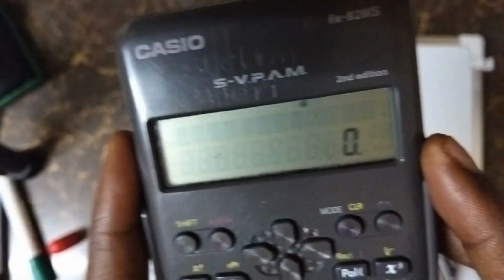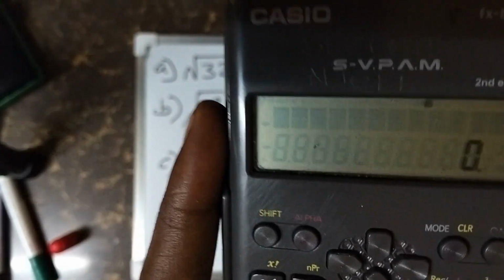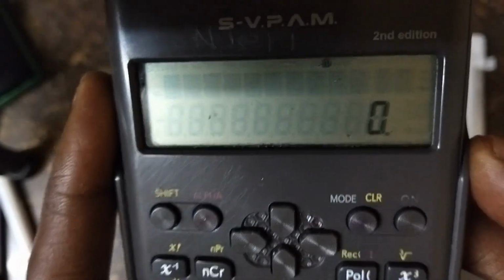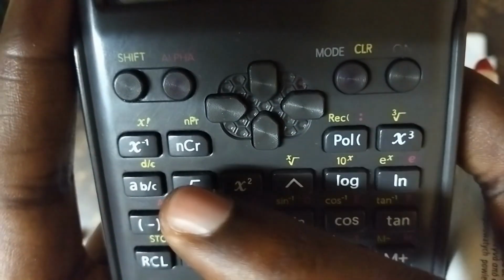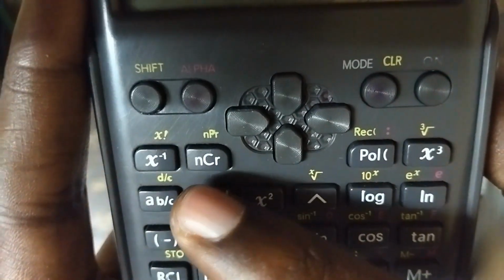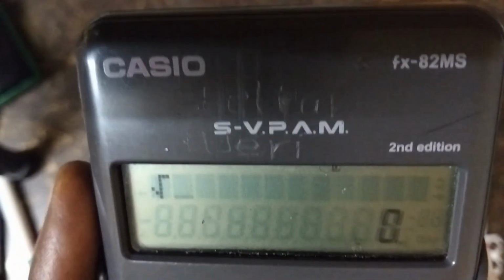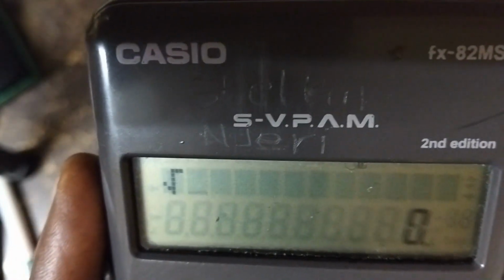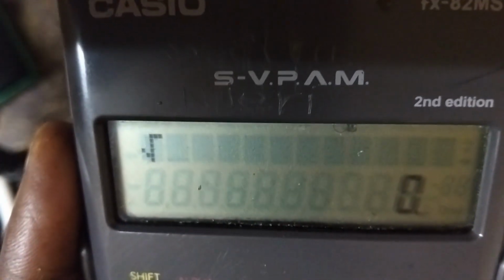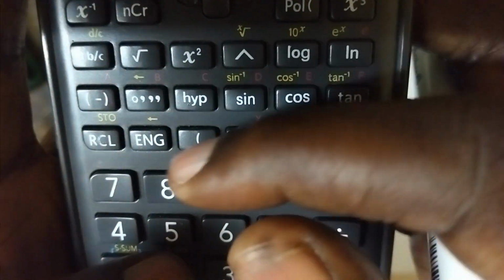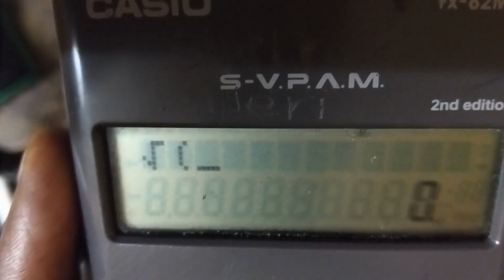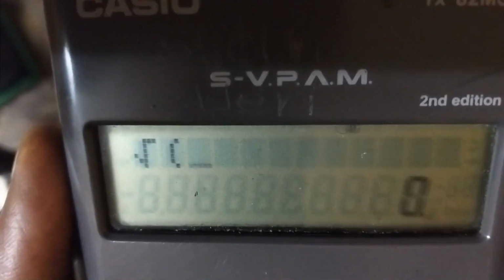Let's look at the square root of a mixed number using the calculator. We'll repeat the same process. Let's place the square root. After that, let's introduce the opening and closing brackets. Now, with this opening bracket, we can place our fraction.